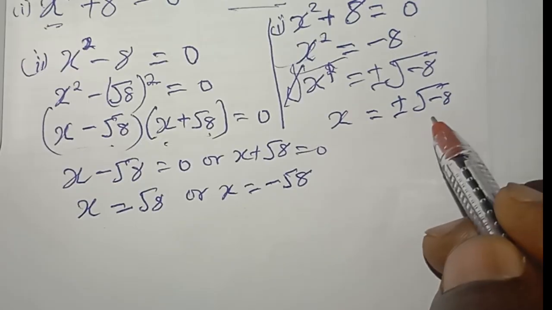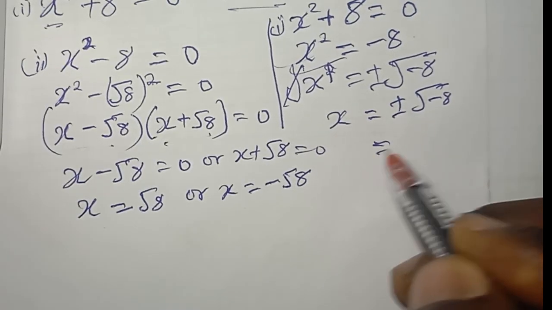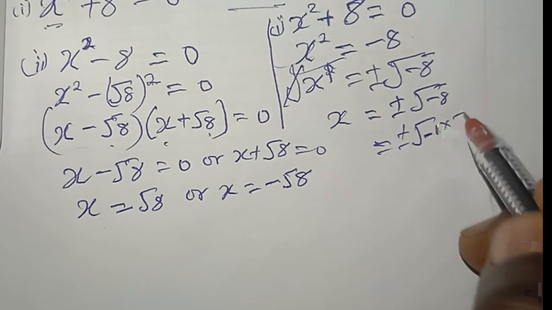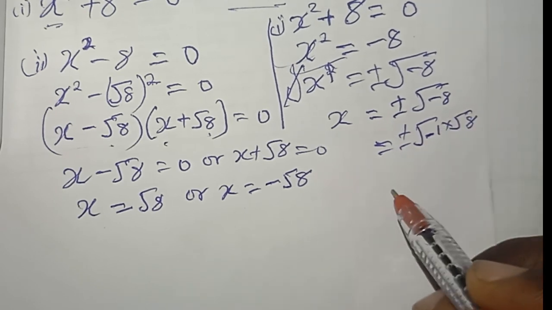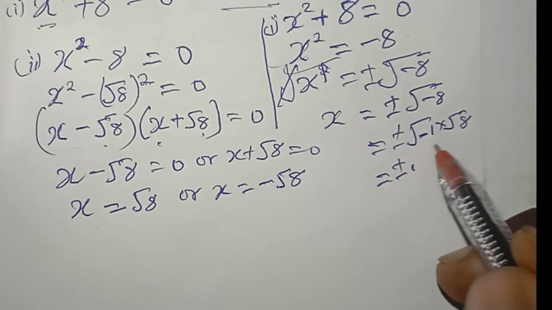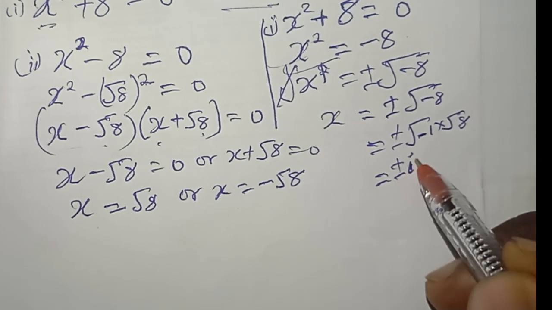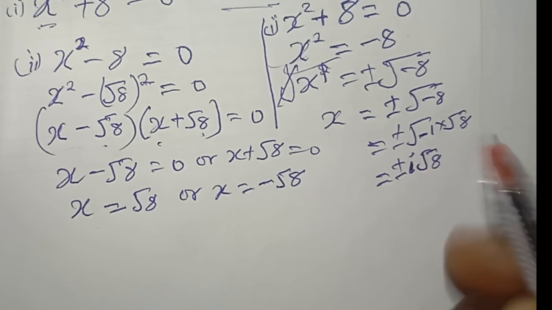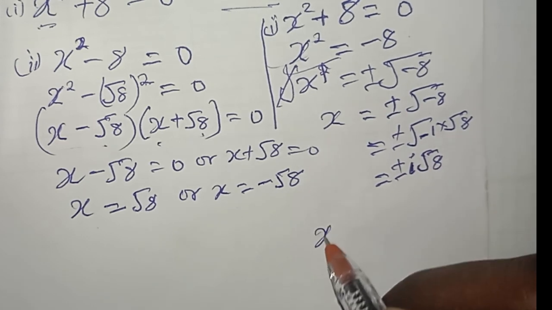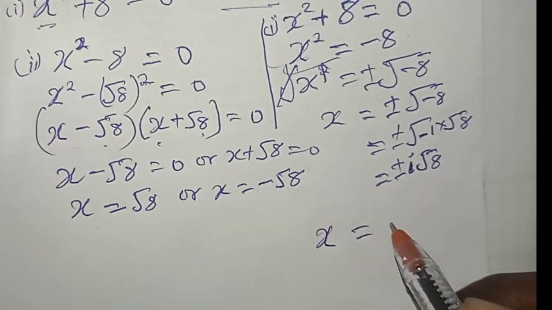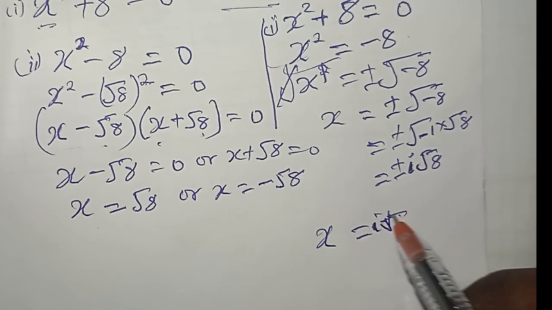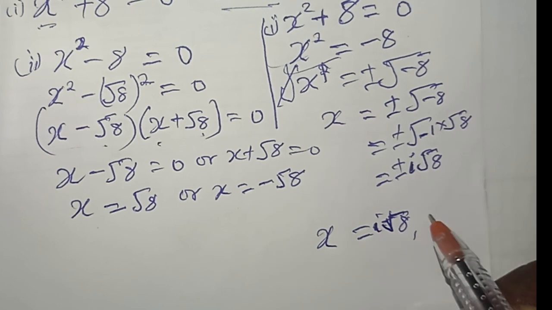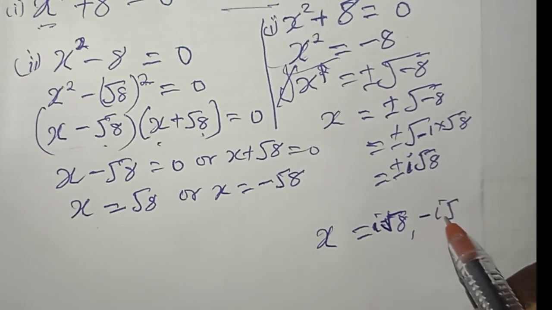And then we can actually write this negative 8 as negative 1 multiplied by 8. They are the same. And of course root negative 1 is actually i, and then multiply by root 8, so that eventually you are seeing that from here x is equal to i root 8, or x is equal to negative i root 8.